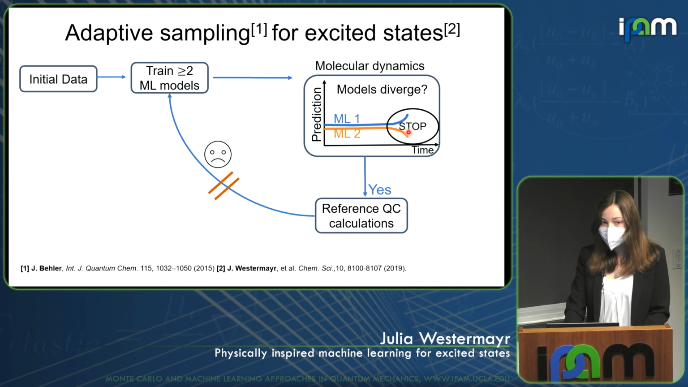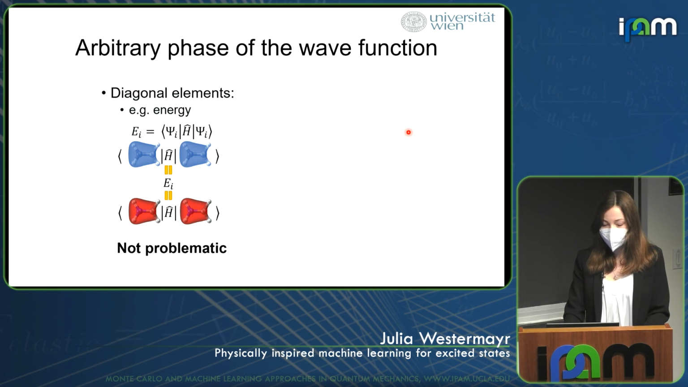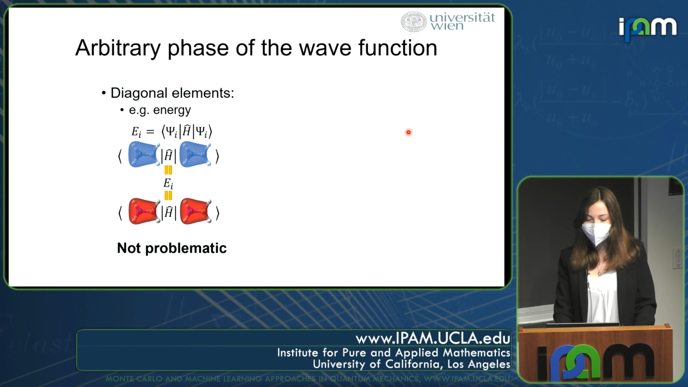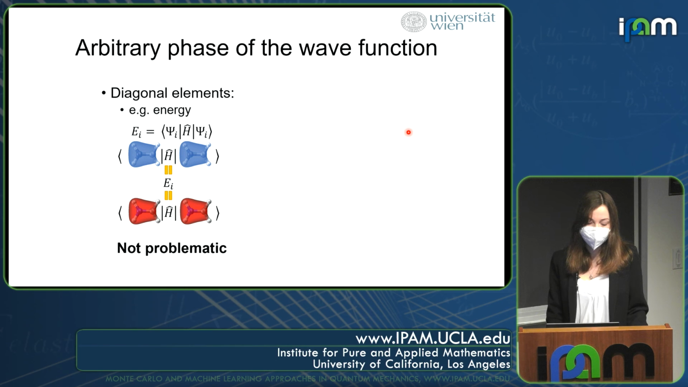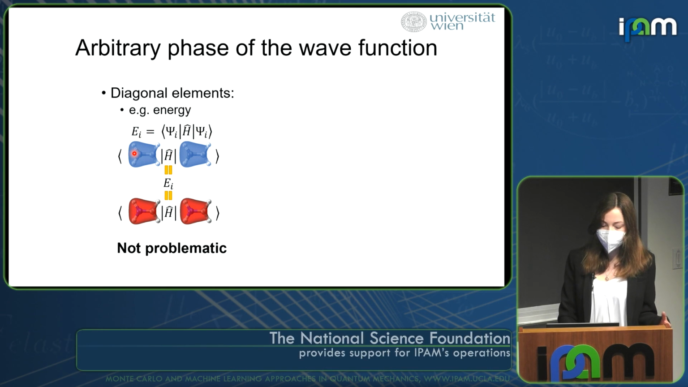But unfortunately, this didn't work as expected. And this is because of the arbitrary phase of the wave function, which plays a role in excited states. I guess that most of you are familiar with the fact that the wave function is not uniquely defined, and it carries an arbitrary phase. This can be similar to an arbitrary sign, and I want to show this to you with molecular orbitals.